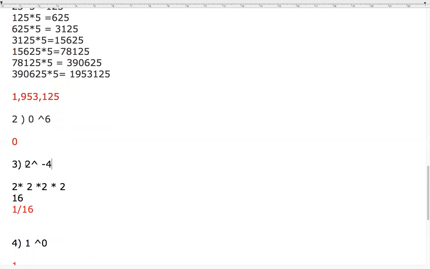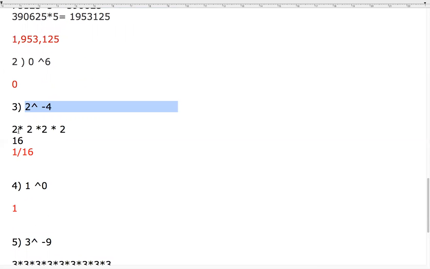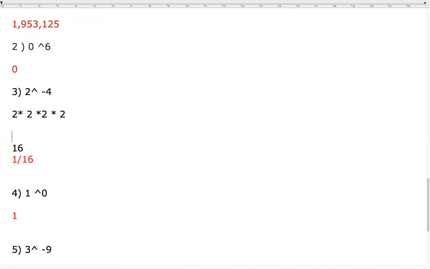It's going to be 2 to the power of minus 4. How am I going to resolve it? So I've told you the steps. If it's going to be a negative exponent, first you have to find the positive exponent. Then you have to apply the formula 1 divided by a to the power of n. So 1 divided by the answer will be your negative exponent.